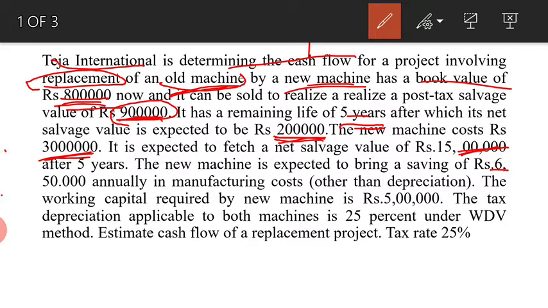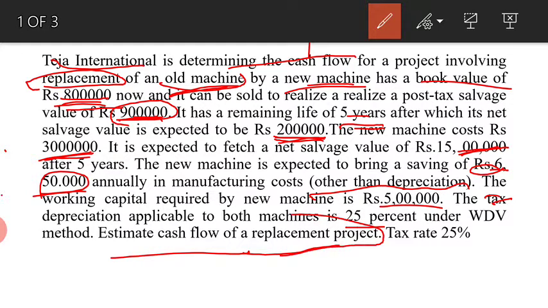Now this is very important. If you implement that new machine, then you are expected to get a net savings of 6,50,000 rupees. That means you will be saving 6,50,000 rupees. This is just like a revenue to you, in manufacturing cost other than depreciation. So depreciation is not considered in this 6,50,000 rupees. The working capital required for new machine is 5 lakh. The depreciation applicable to both machines is 25% under WDV method. Estimate the cash flow for the replacement project if tax rate is 25%.